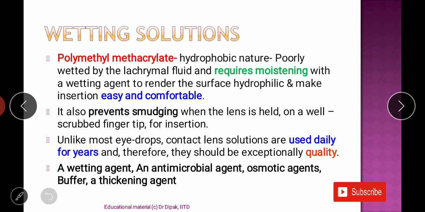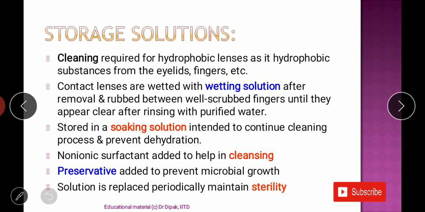Unlike the eye drops, contact lenses are used for many years, so the material which we are using should be of exceptionally high quality. The preparation of wetting solution requires wetting agent, antimicrobial agent, osmotic agents, buffers and thickening agents. Next is the storage solution that is used for cleansing and storage.